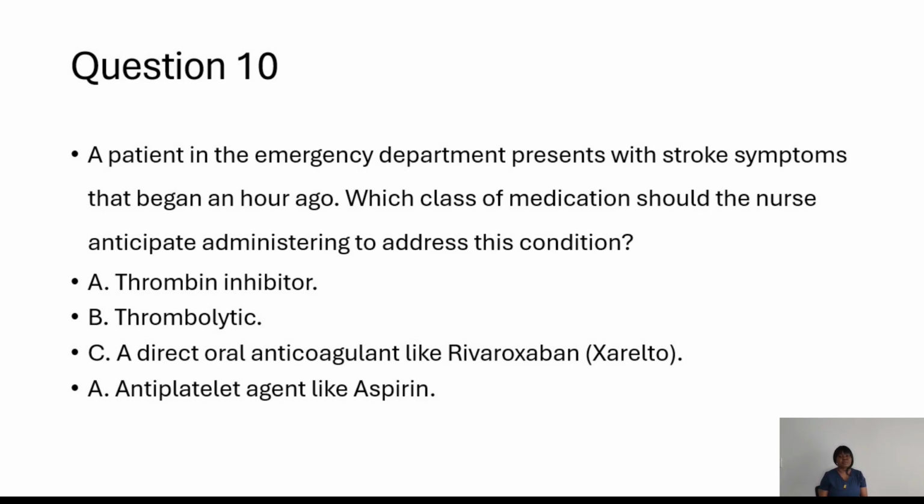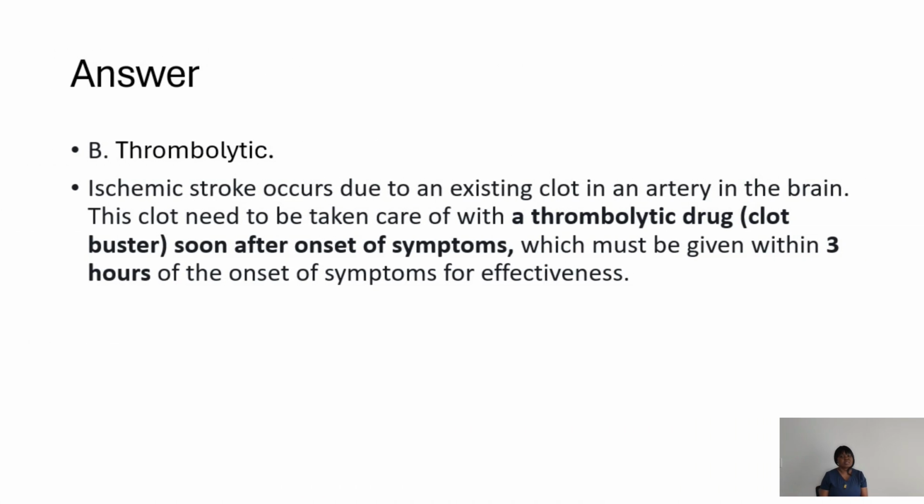A, thrombin inhibitor. No, that's an anticoagulant. B, thrombolytic. Yes. C, a direct oral anticoagulant. These are all distractions. This is an anticoagulant, so no. D, antiplatelet like aspirin. No. So the best option would be thrombolytics. If given within 3 hours, or if it's too long, a 4.5 hour window from the onset of symptoms, it is effective in breaking down the clots in ischemic stroke, where there's formation of a clot in the brain, causing decrease or total lack of blood supply to the brain.